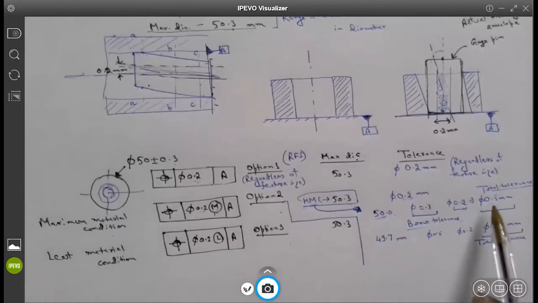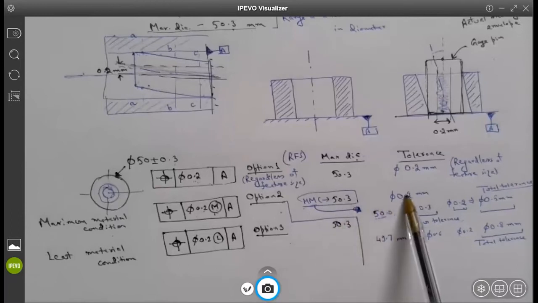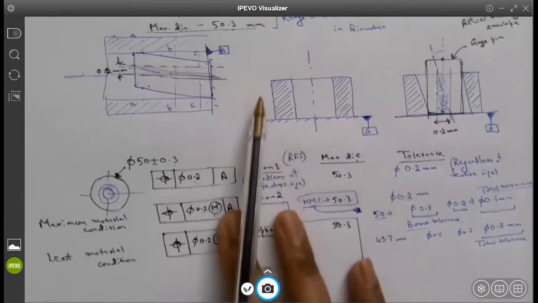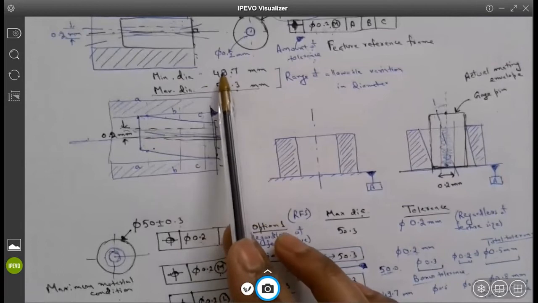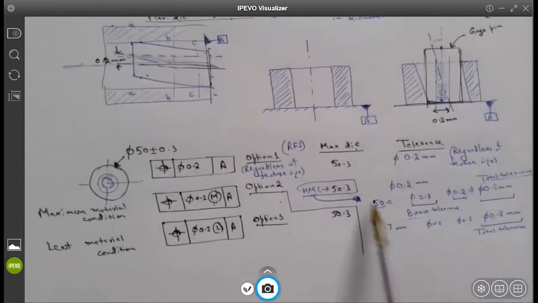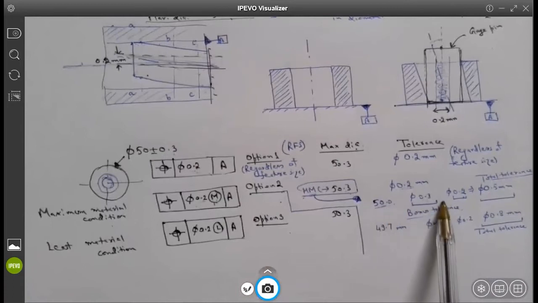So what we are seeing here is that the tolerance is getting affected by the size of the part. If the size of the part is at MMC, I have this much tolerance. If the size of the part is deviating from the MMC, it's still within our tolerance range. Minimum diameter is, remember, 49.7, maximum is 50.3. So I can vary my diameter from 49.7 to 50.3. This is a perfectly acceptable part for 50 millimeters diameter, but it increases the tolerance zone of my axis.